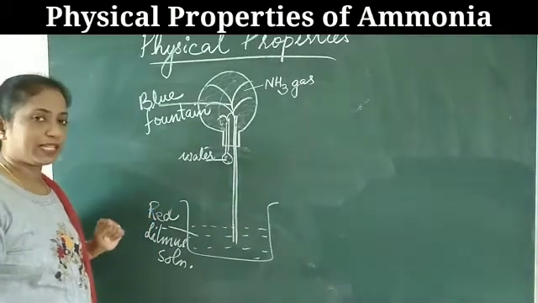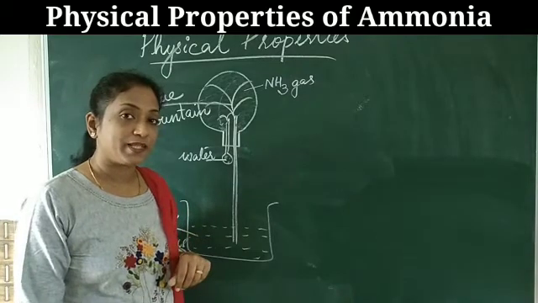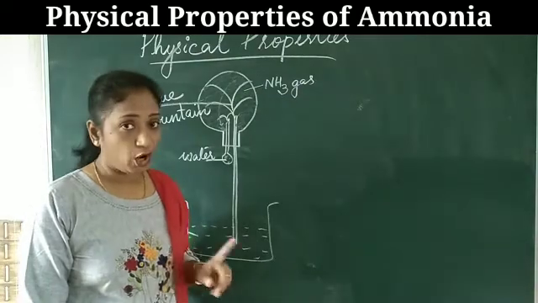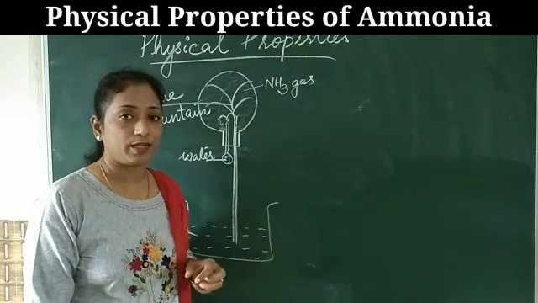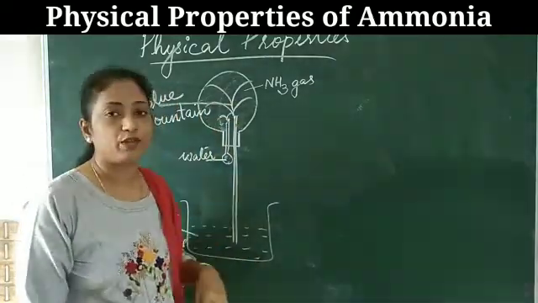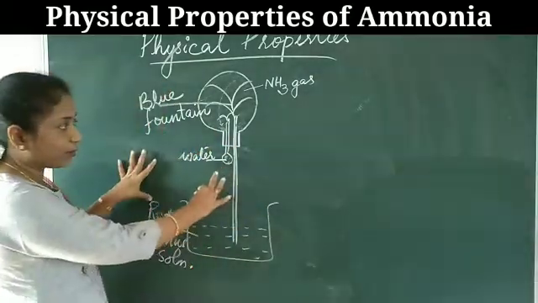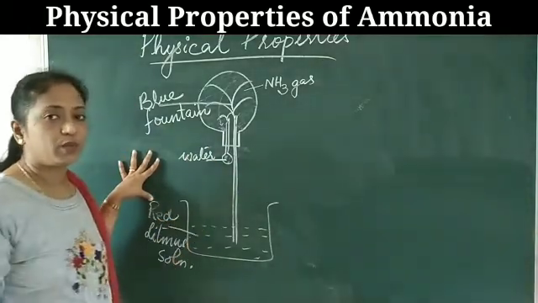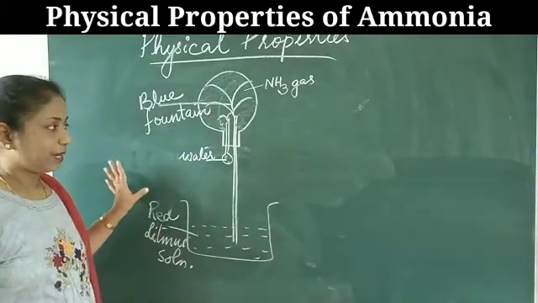What does this blue fountain experiment demonstrate? The blue fountain experiment demonstrates the high solubility of ammonia gas in water, not the alkaline nature of ammonia. Had ammonia not been soluble in water, this ammonia gas would never have turned the red litmus solution into blue. So which property of ammonia is being demonstrated by the blue fountain experiment? High solubility of ammonia in water.